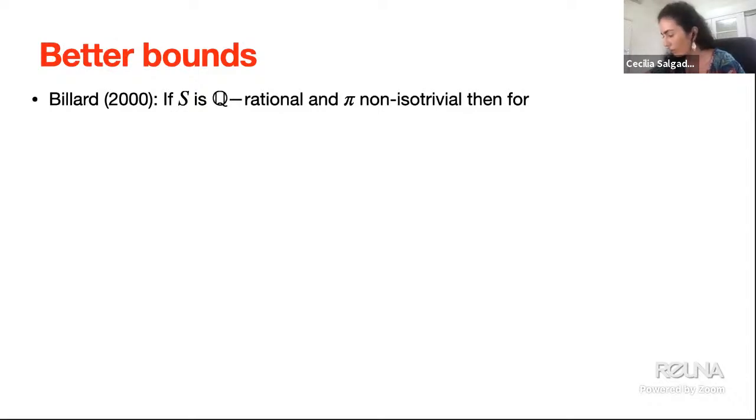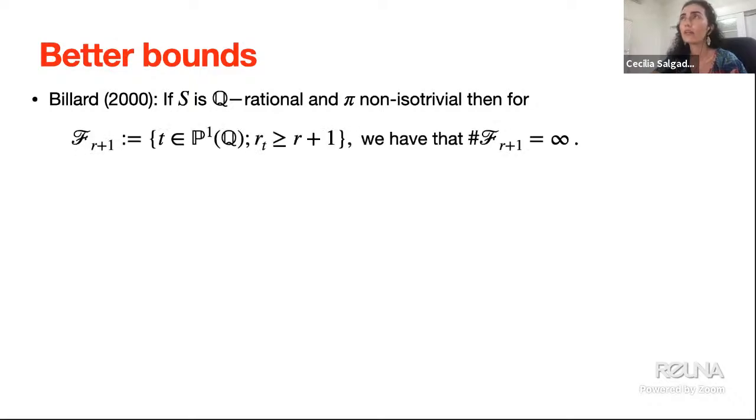Second way of saying it, the surface doesn't become trivial. So after some finite base change, it doesn't become the product of some curve E by the curve B prime. So it doesn't become trivial after base change. Then this set that I define here as the set for which the rank jumps, so it's at least R plus one, is an infinite set.